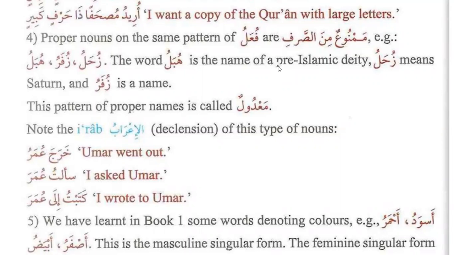The pattern of fu'alu. So what is special with the pattern of fu'alu? Any word which is on the pattern of fu'alu is mamnu' min as-sarf. What did you learn in this point? Any word which is on the pattern of fu'alu is called mamnu' min as-sarf. By the way, what is mamnu' min as-sarf?